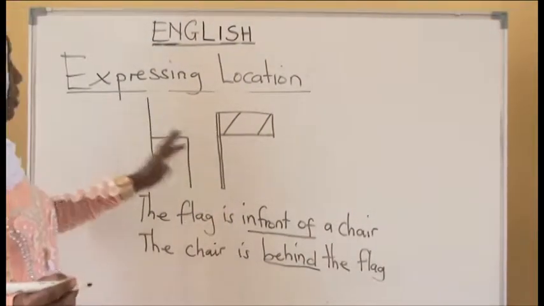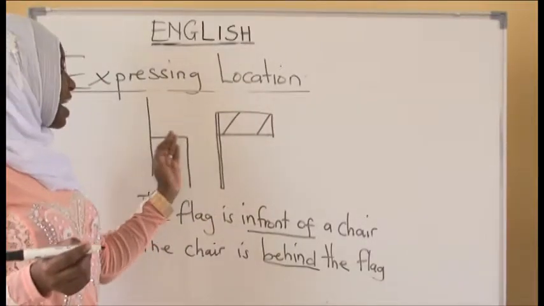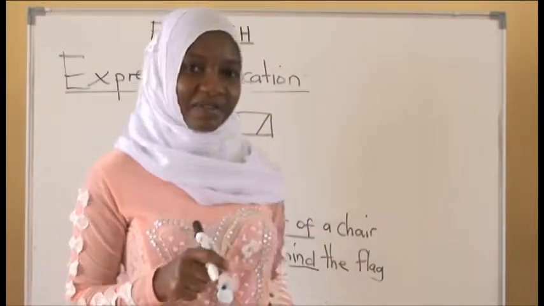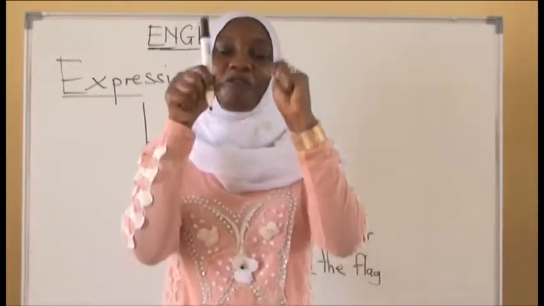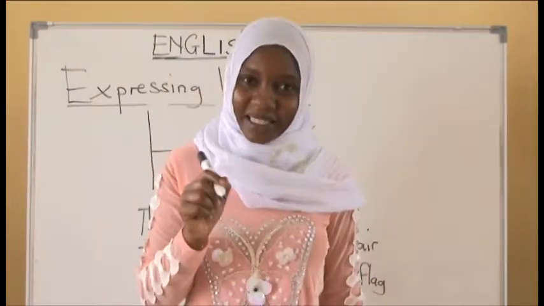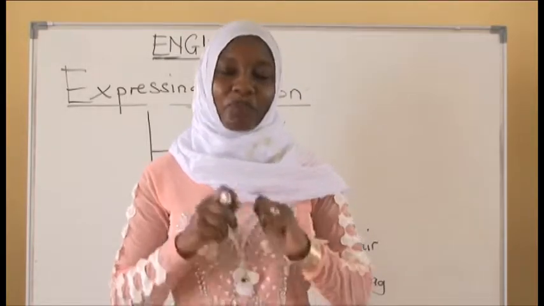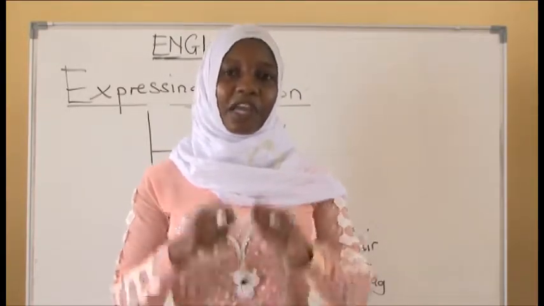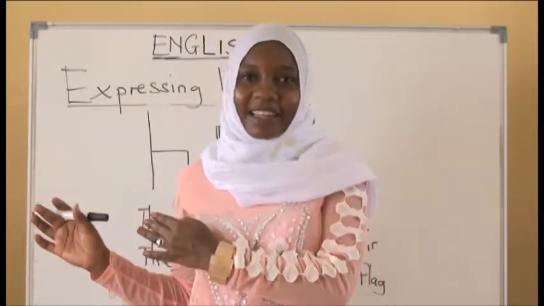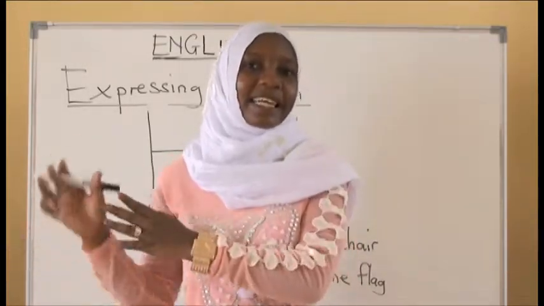So, as you can see these two pictures here, the flag is in front of the chair, while the chair is behind the flag. You can take an example of myself. I'm here standing in front of you. So, teacher is standing in front of the pupils. So, if you are to tell the position of where I'm standing, you will say, teacher is standing in front of the pupils. You can also open your door and stand behind that door. Then, if you are to ask, where is that person, you will say, is behind the door.